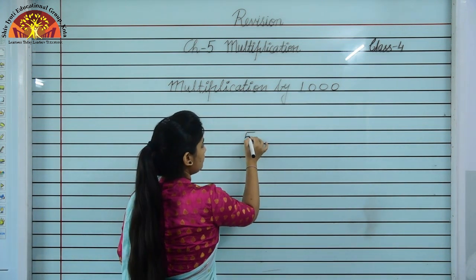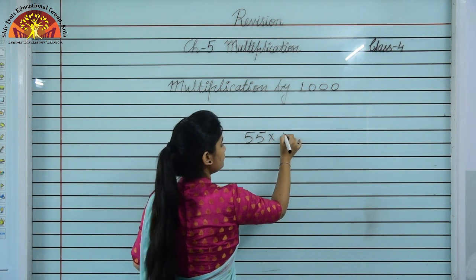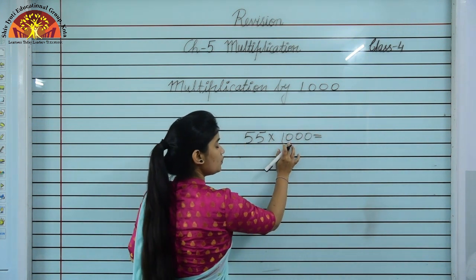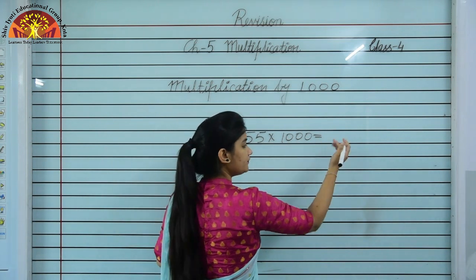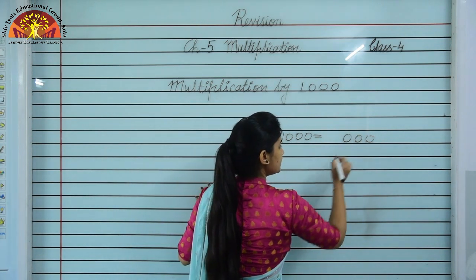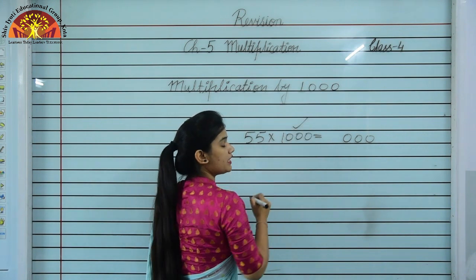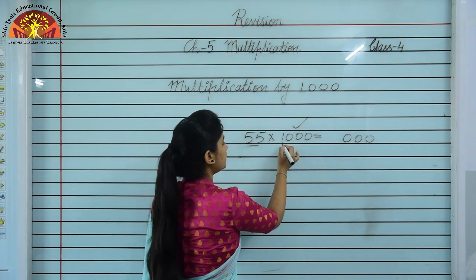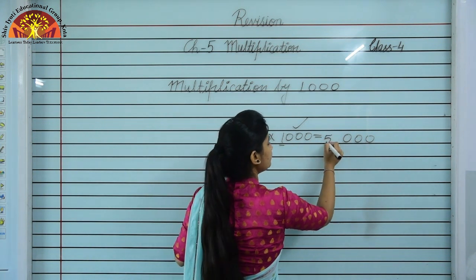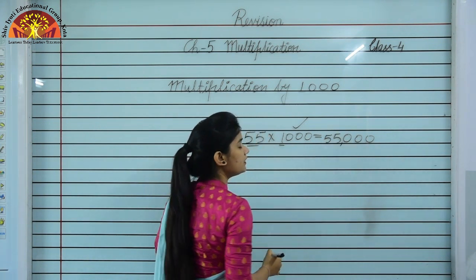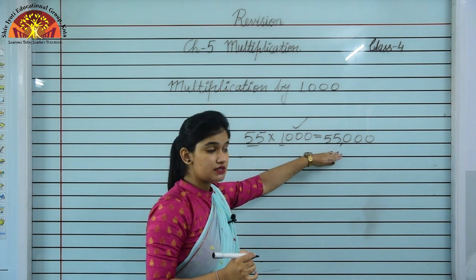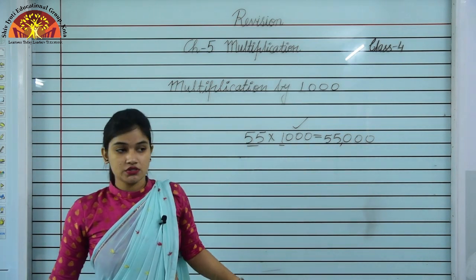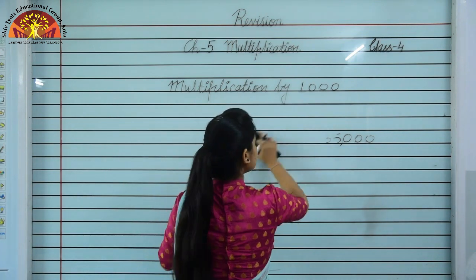Again we take a number 55 and we are doing 55 multiplied by 1000. So here we see 1, 2, 3 zeros. So what we have to do? We have to put 3 zeros here, because in multiplier we see 3 zeros. So we put 3 zeros, and again 55 into 1 will be 55 as it is. And here the answer is, the product is 55,000. Is it clear? So now we'll see the next topic, students.